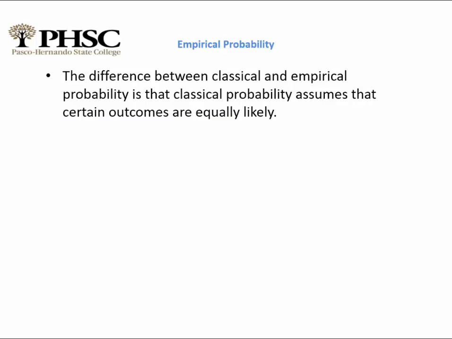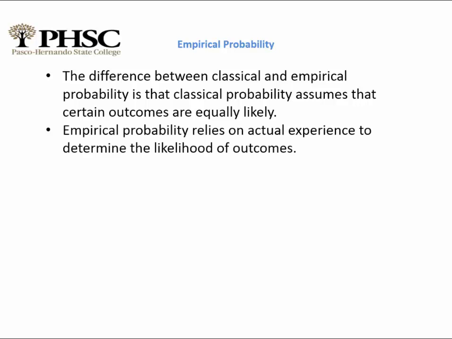The next thing I want to talk about is empirical probability. The difference between classical and empirical probability is that classical probability assumes that certain outcomes are equally likely. Empirical probability relies on actual experience to determine the likelihood of events.